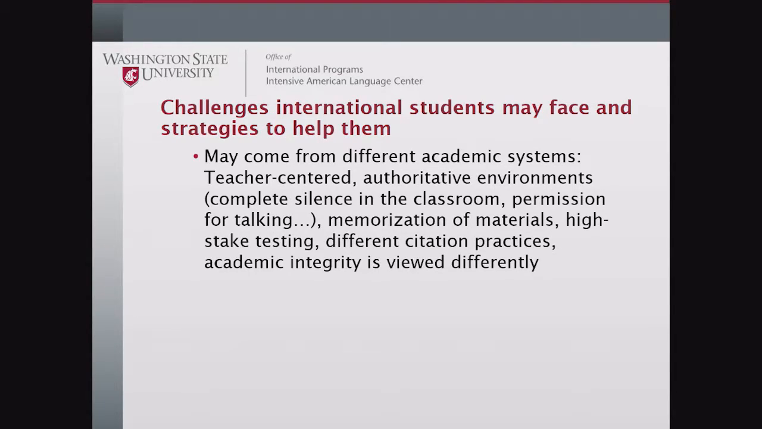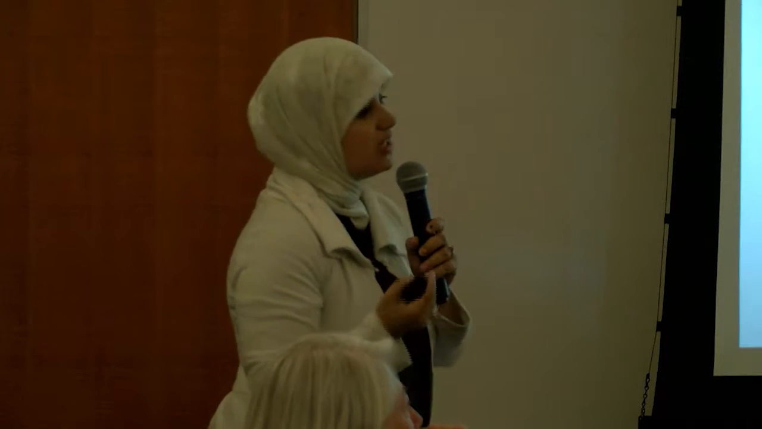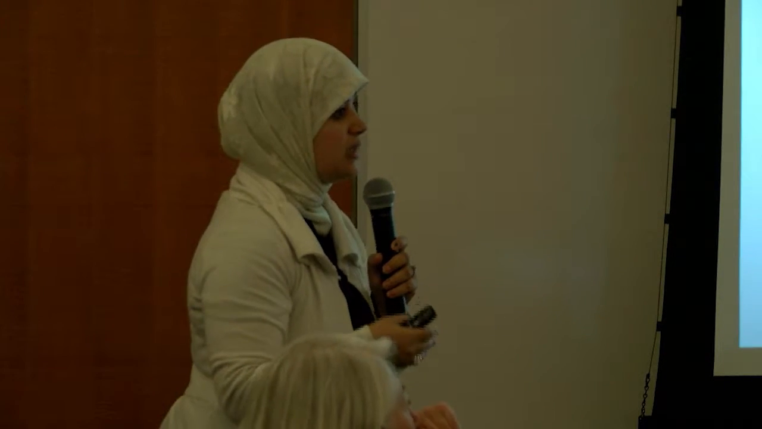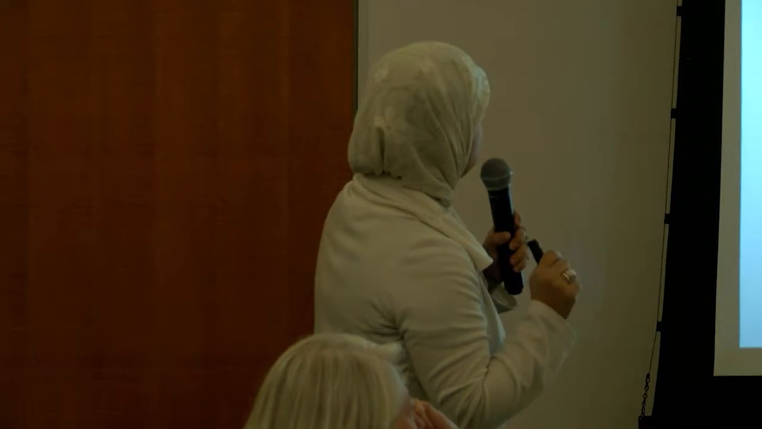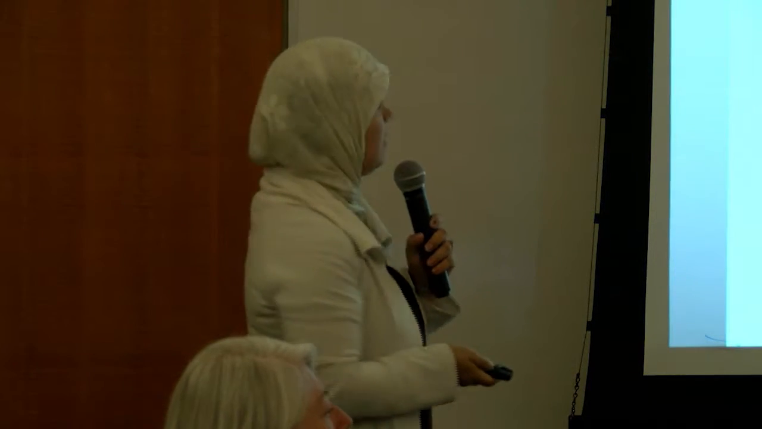And that's why they have different citation practices, so they might not be familiar with citation practices that students learn here. They're not expected to paraphrase or interpret the materials or use their own words. They're expected to memorize and put everything word for word. And that's why academic integrity is viewed differently. And when they come here, it's a challenge for them to learn how to paraphrase and cite or learn different citation styles. So how can you help them with this?